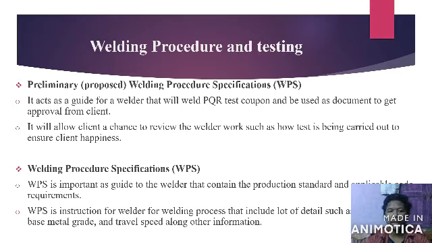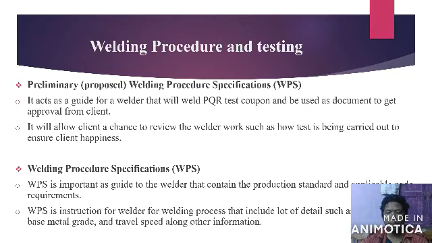Welding procedure and testing, there are three procedures. The first one is the preliminary welding procedure specification (pWPS). It will act as a guide for the welder that will weld the PQR test coupon and is based on the document to get approval from a client. It will allow the client a chance to view the welder's work, such as how the test is being carried out, to ensure the client's satisfaction.